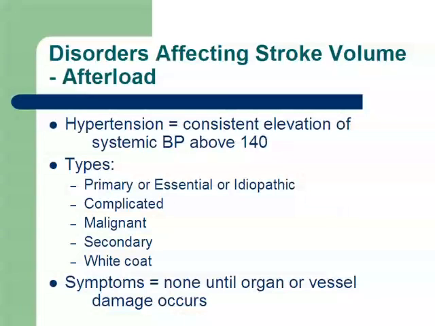So first off, we're going to talk about disorders that affect stroke volume. The primary one is hypertension. Now, hypertension is when you have a consistent elevation of your systemic blood pressure above 140. Pre-hypertension is now considered anything 120 over 80 to 138 over 88. It's still considered normal, but it puts you at greater risk for hypertension. And hypertension is the silent killer, and it's silent because sometimes the only symptom you have is a headache.